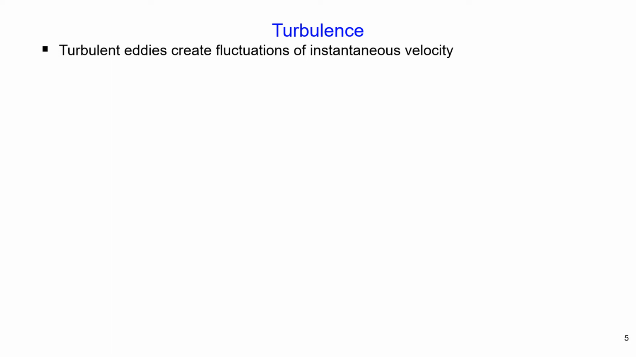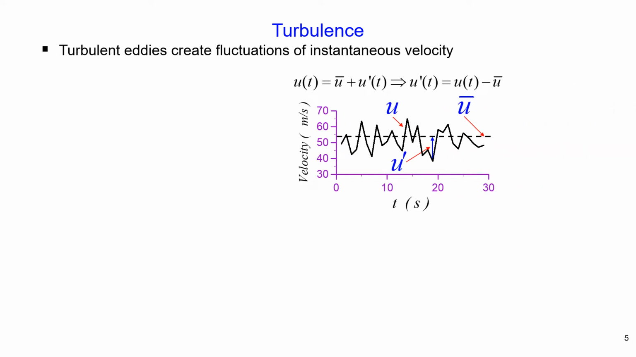Turbulent eddies create fluctuations of instantaneous velocities. Let's assume you have measurements of instantaneous velocity at a point over a period of time, 30 seconds, for example. The black solid line shows instantaneous velocities. I calculate the time-averaged velocity, which I define as u overbar. Then I can calculate fluctuations of instantaneous velocity as instantaneous velocity minus time-averaged velocity. From this equation, you can see that fluctuations of instantaneous velocity can be positive and also negative.